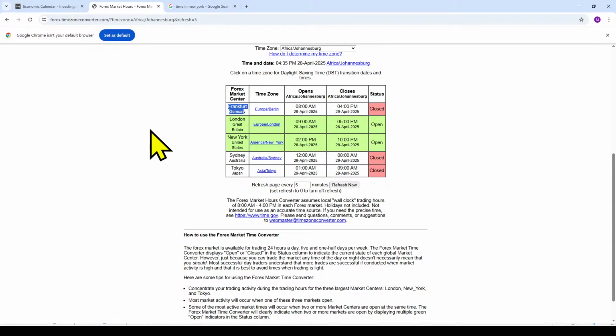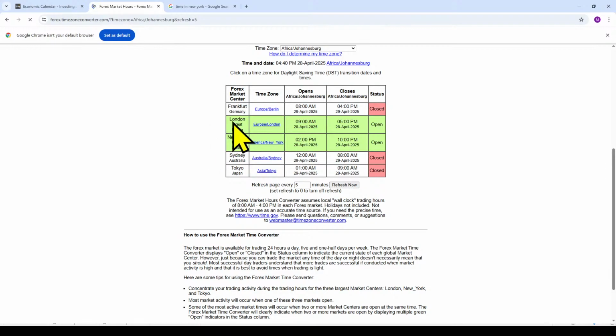Okay, we've got Frankfurt. I hope I say that correctly. That's the Germany session. Okay, that's part of Europe. And the Germany session begins at 8 in the morning South African time. Okay, and then it ends at 4 p.m. South African time. Okay, so right now as we speak, that session is closed. The Germany session is closed. As you guys can see there on status, the session is closed.